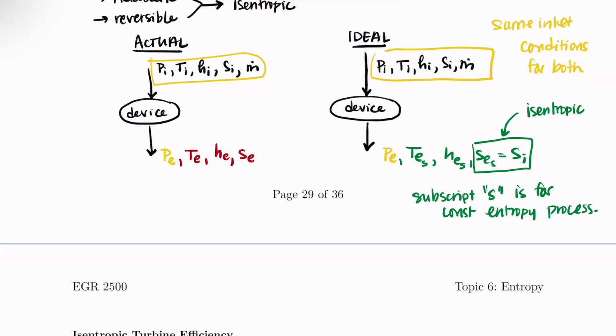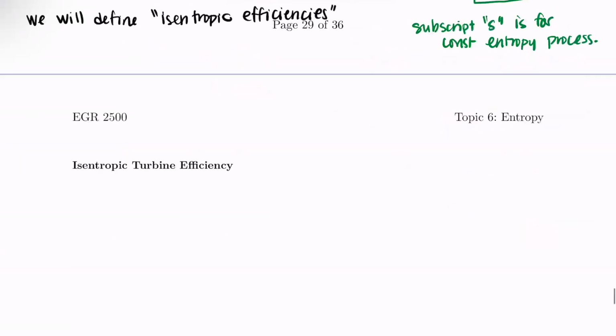Okay, so the efficiencies that we are going to define for different devices are going to be called isentropic efficiencies. And they're going to be defined differently depending on what the device we're looking at is. So the first one we're going to look at is isentropic turbine efficiency, which is defined as the following.